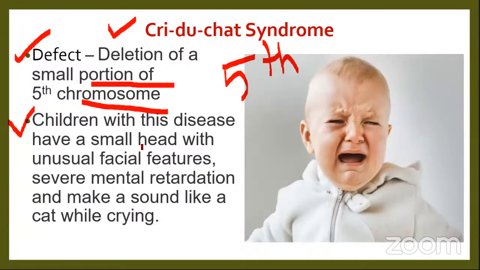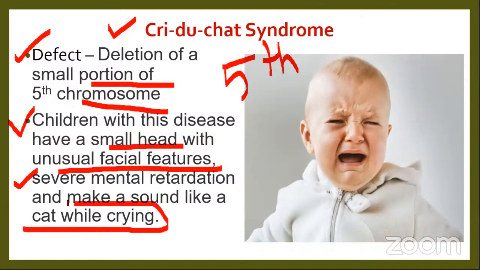Children with this disease have a small head with unusual facial features, and they have severe mental retardation and make a sound like a cat while crying. Okay, they make a sound like a cat, hence it is called cri-du-chat syndrome.